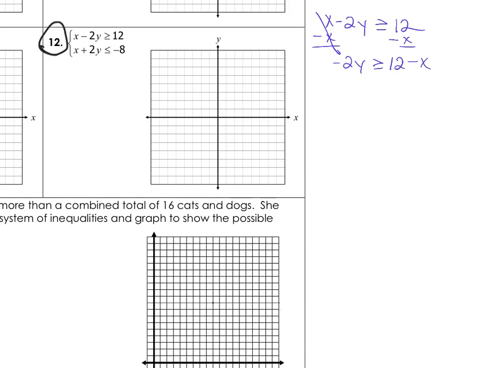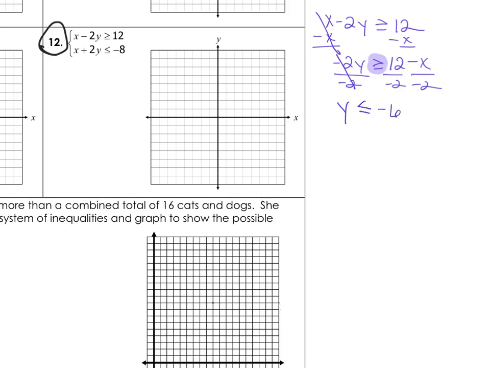Y has a coefficient of negative 2, so I'm going to divide everything by a negative 2. Now, because I'm dividing by a negative, you must flip this sign to the opposite direction. It will mess up your shading if you don't. 12 divided by negative 2 is negative 6.